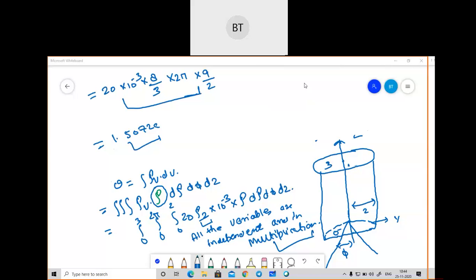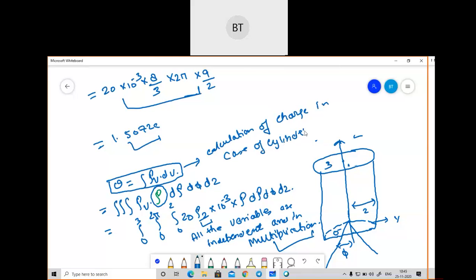So I have told you, this is the formula for calculation of the charge in case of cylinder. So I'll write here calculation of charge in case of cylinder. So is this question okay? And if you put in the calculator, you will get this value. So I think this is clear. Is there any doubt in this, how to calculate the charge for a case of cylinder? Are you facing any difficulties now?